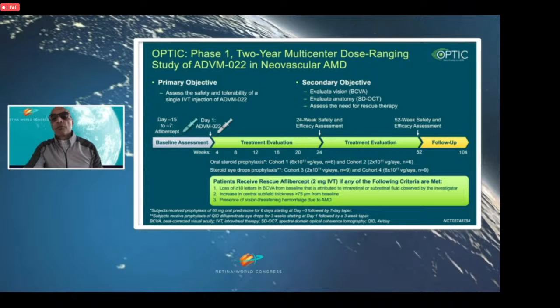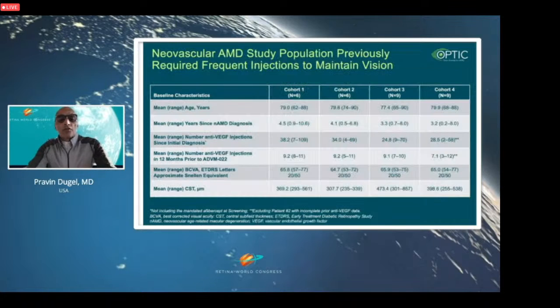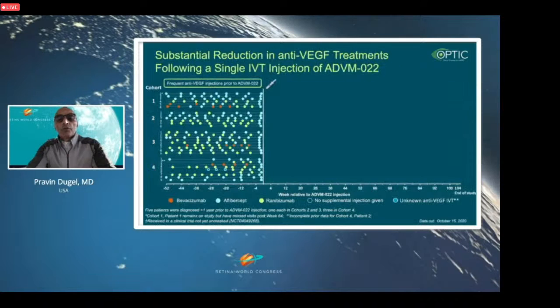And remember that this inflammation occurs as a breakthrough despite this level of prophylactic immunosuppression. So here is the summary of the 4 cohorts. Again, 2 of them with oral steroids and 2 of them with a fairly extensive prophylaxis of topical steroids. The patients who were enrolled here had numerous previous injections, approximately 20 to 30 injections prior to enrollment. So, difficult to treat patients.